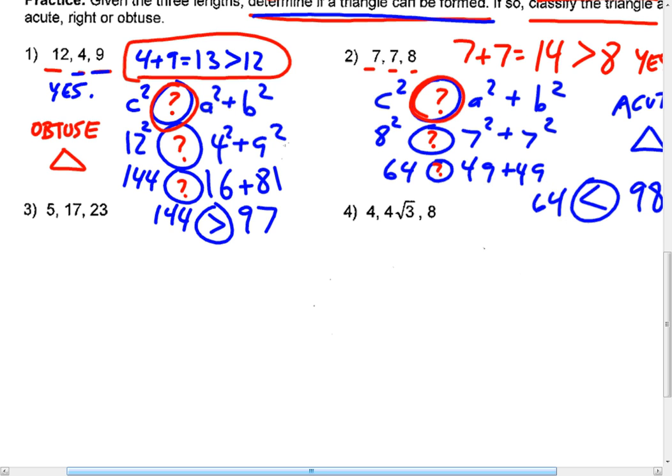Is 5, 17, and 23 a triangle? No. Add up 5 and 17, that is equal to 22. 22 is less than 23, not a triangle. If it's not a triangle, then I can't possibly classify it as a triangle, and I'm done. Don't do more work than you have to.